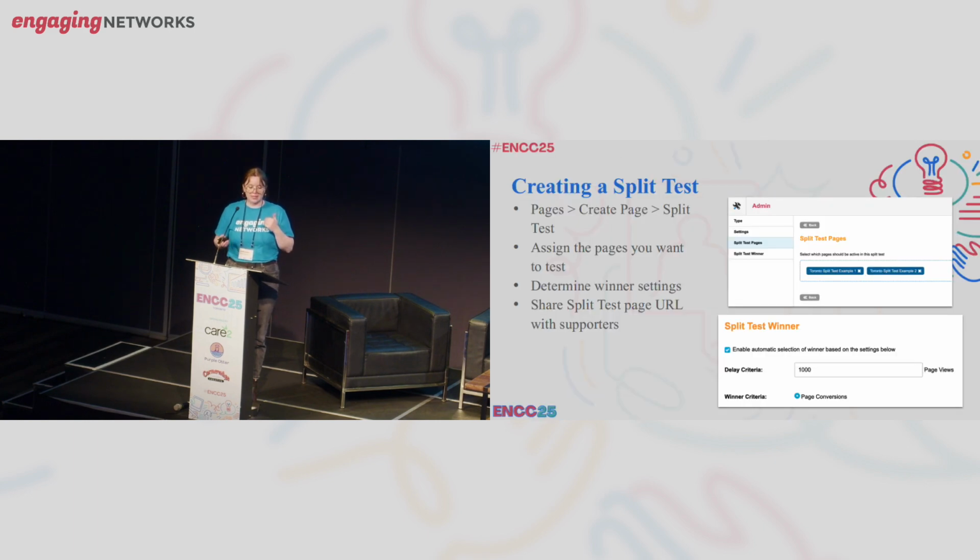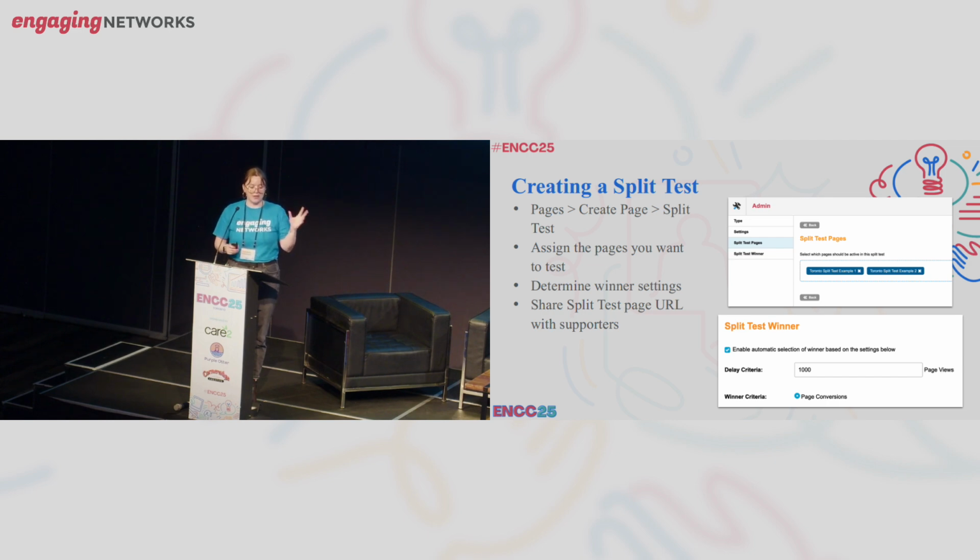So to create a split test, you'll go to Pages, Create Page, and Split Test. Assign the pages that you want to test, and then you'll determine the winner settings. So if you want to just select the winner yourself, you'll just set the split test live, and then you'll come back and choose which one is going to be the final version of the form once you see how they're performing.